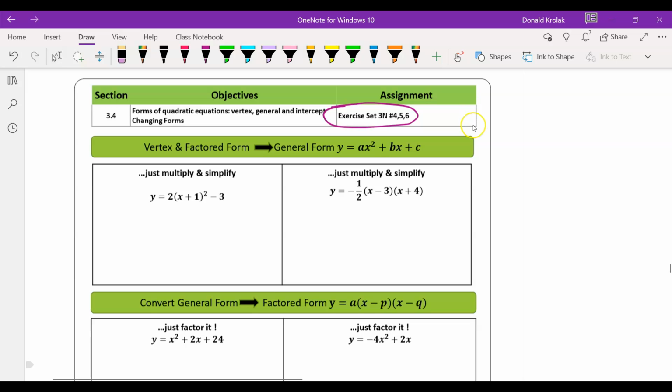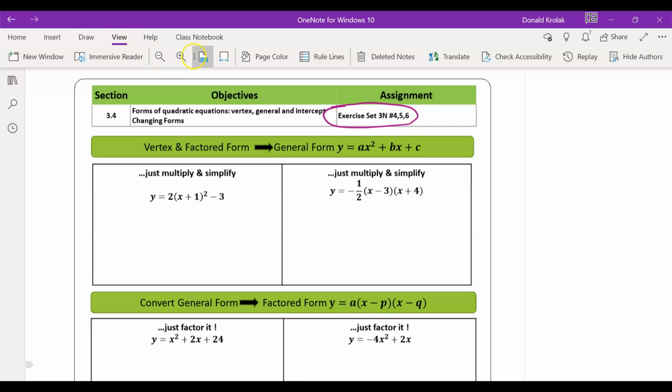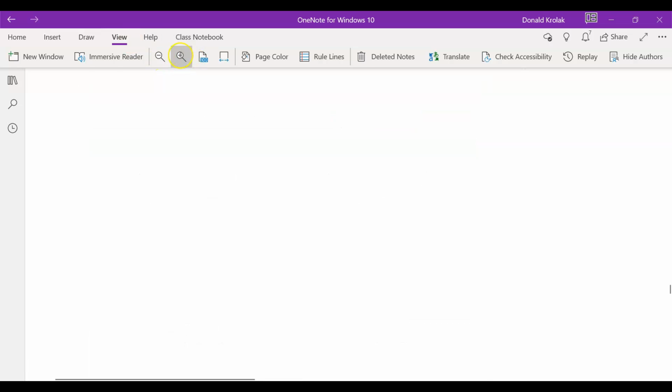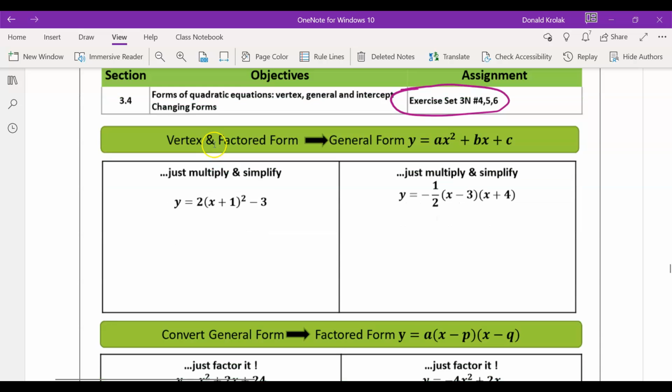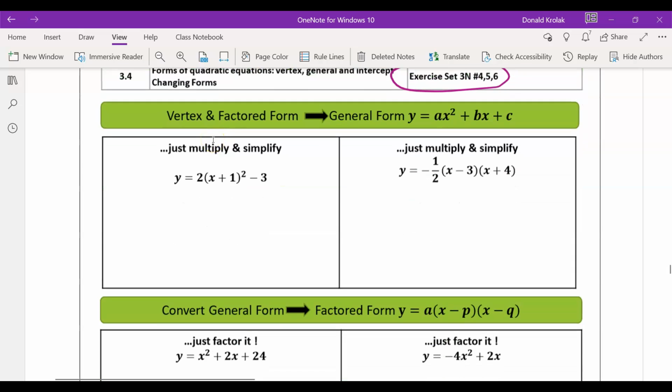Okay, so this first one here you guys got, that's in factored or vertex form. And we want to change it into general form. All righty. So it's really easy. All you're doing is expanding it. Expanding means multiply anything out and then add your like terms.